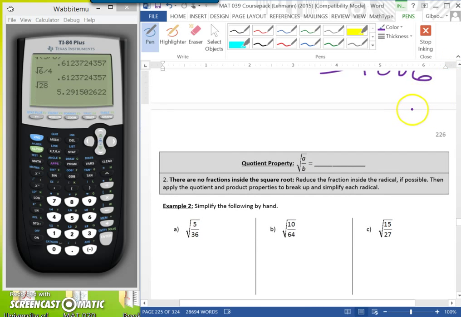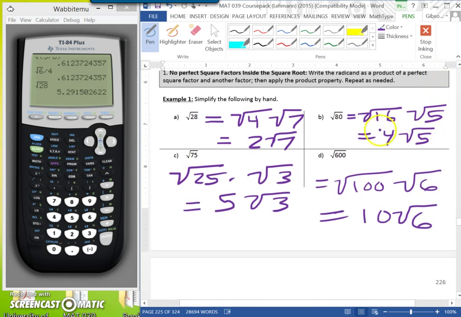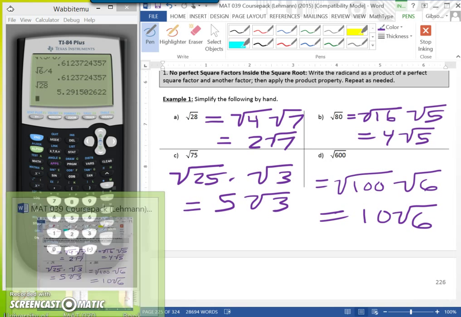Yes? For B, wouldn't you have to reduce 4? For B, no, you already did that. When you did the square root of 16, it's no longer under the radical. The square root of 16 is just 4, not the square root of 4. Okay. All right.